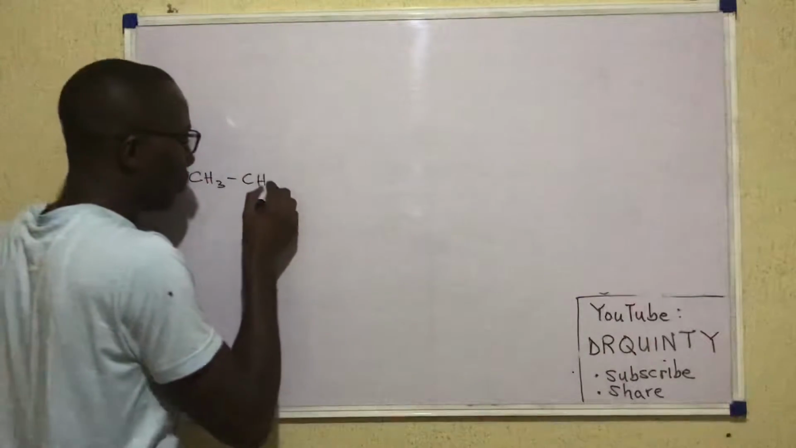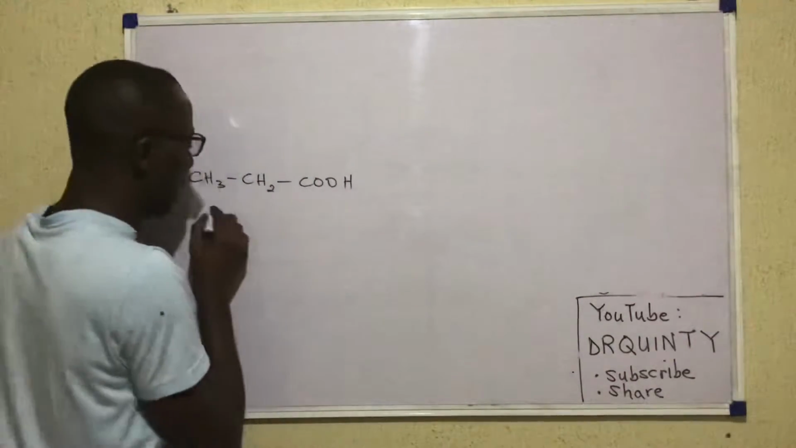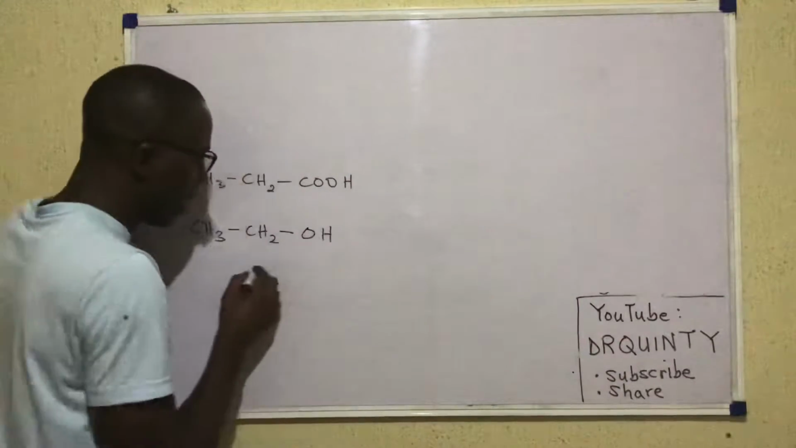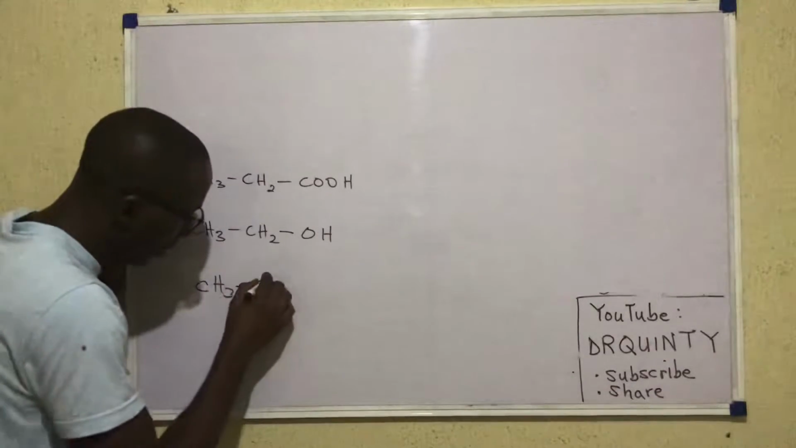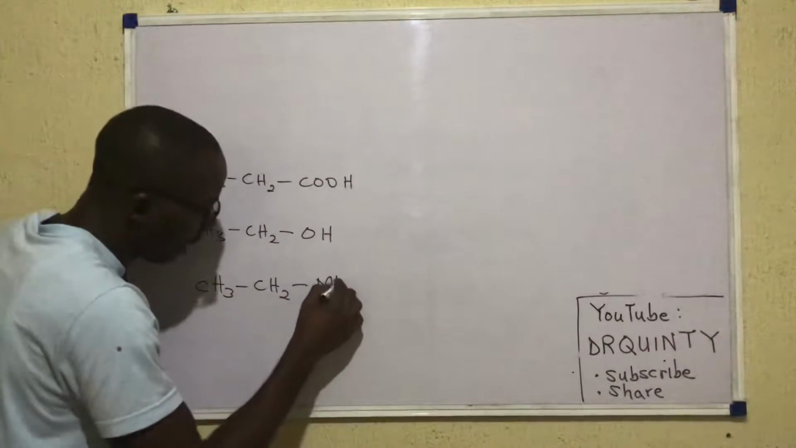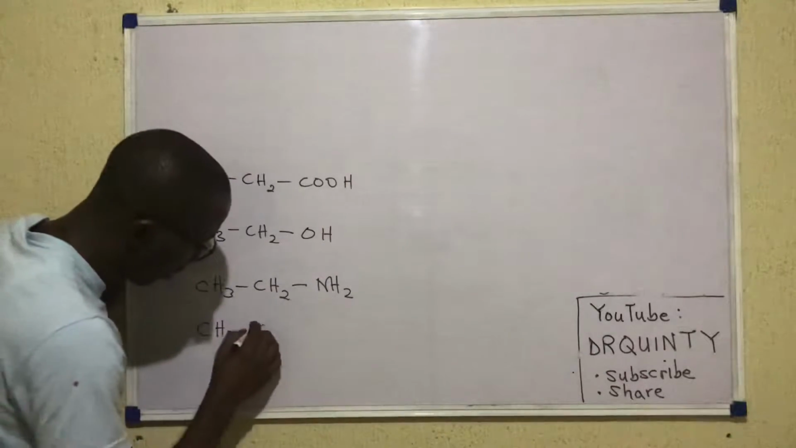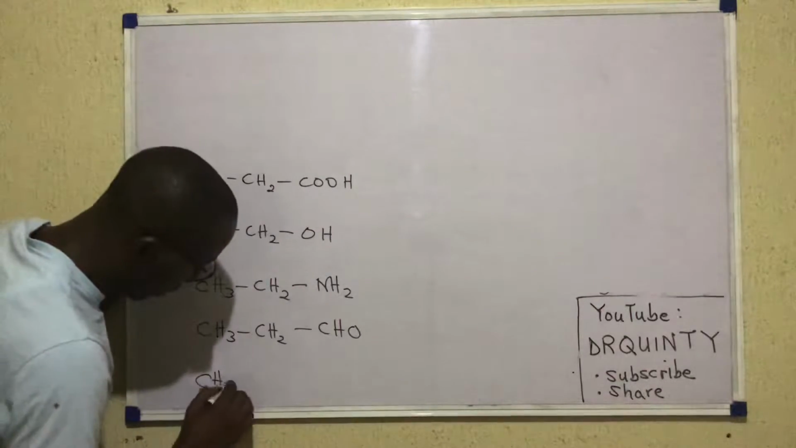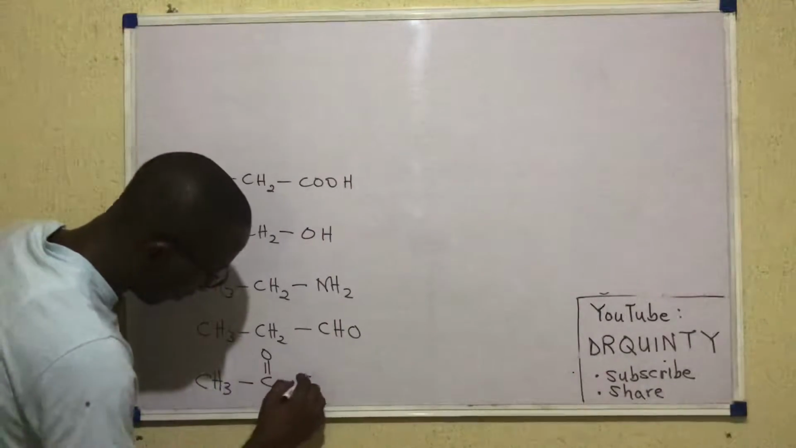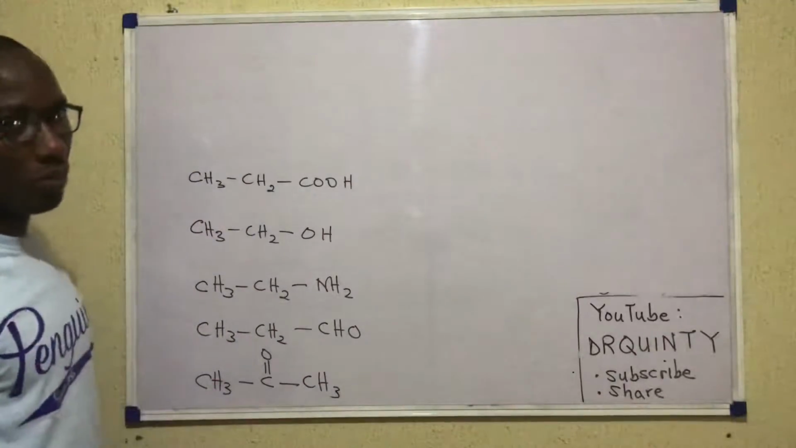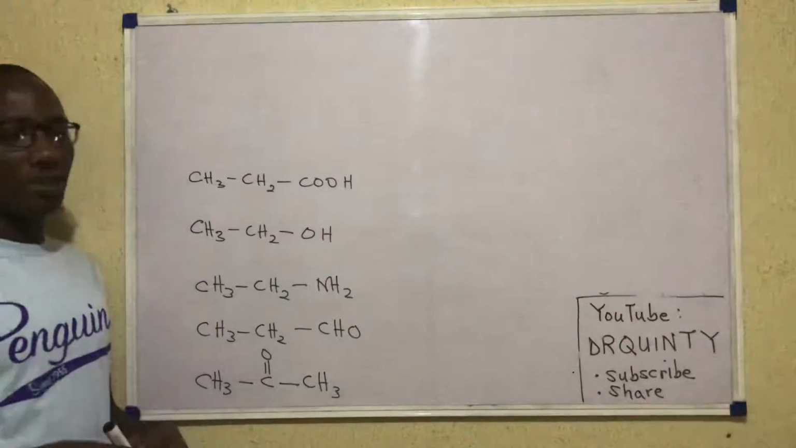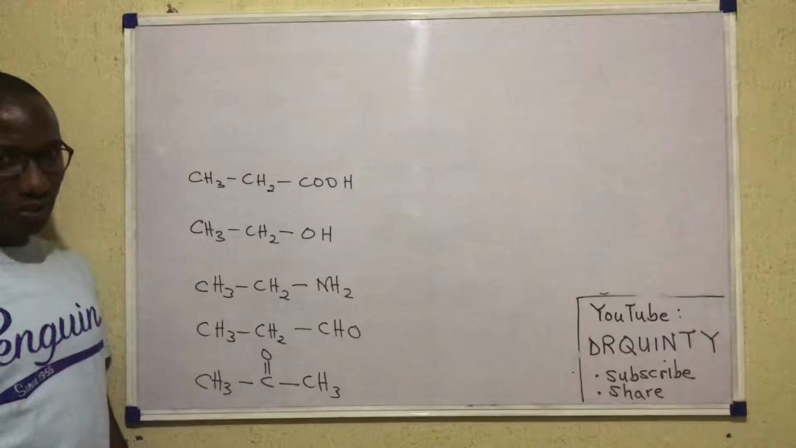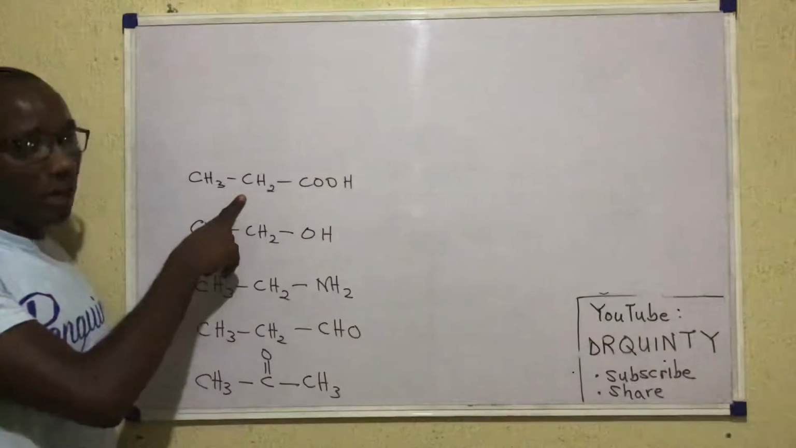CH3CH2COOH, and then let's say CH3CH2OH, and then CH3CH2NH2, CH3CH2CHO, and then CH3COCH3. Consider these compounds. I want to use them to show us something that would help us understand the next set of reactions. Now, in this first case, we have an alkanoic acid.